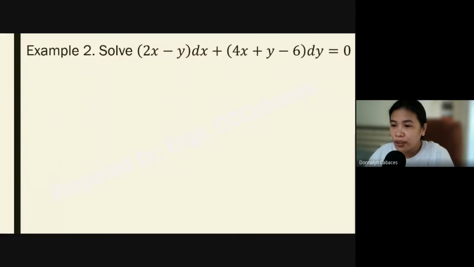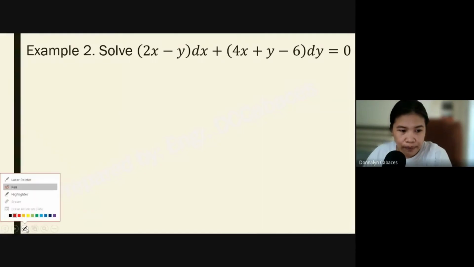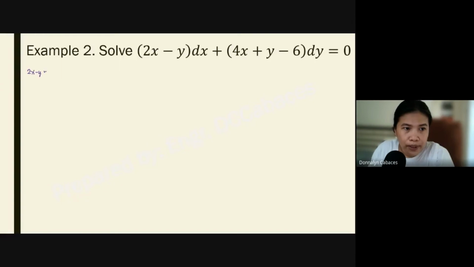This is again for intersecting lines. So what are the equations of the lines involved in this differential equation? That is 2x minus y equals 0. And the other one is 4x plus y minus 6 equals 0.